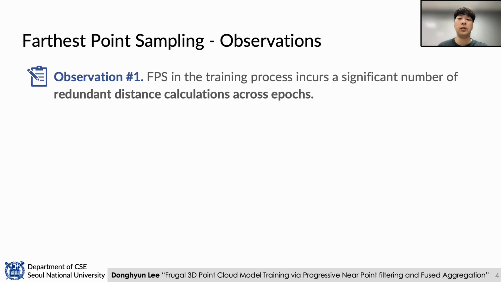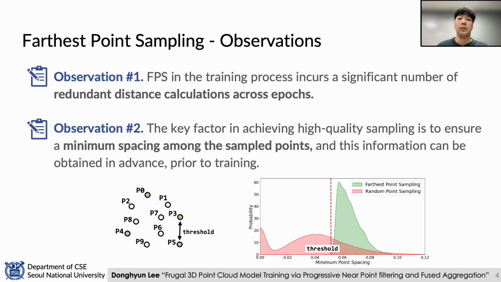Original FPS ensures randomness of the sampled points across epochs by repeatedly performing FPS for the same input with different seeds. Second, from the point spacing distribution of farthest sampled points, we observe that the key factor in achieving high-quality sampling is to ensure a minimum spacing among the sampled points. Furthermore, since we target the FPS operation in the training process, we can easily calculate the threshold value in advance by simply performing FPS once before training with negligible cost.